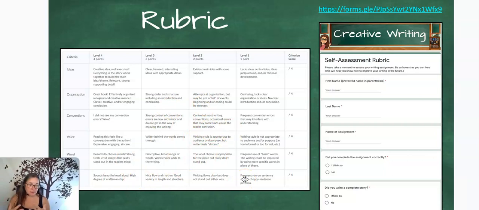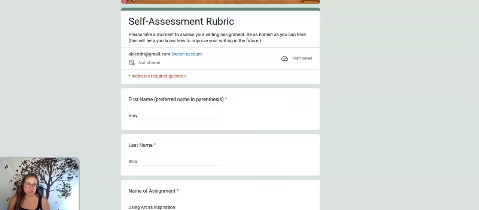Now, at the same time that I'm grading the paper, I'm going to have you grade your own paper as well. So you're going to fill out a self-assessment rubric. Every time you turn in a final paper, you're going to fill out this rubric. It is a chance for you to reflect about your own writing, because the more you reflect about what you did, the more you can learn.